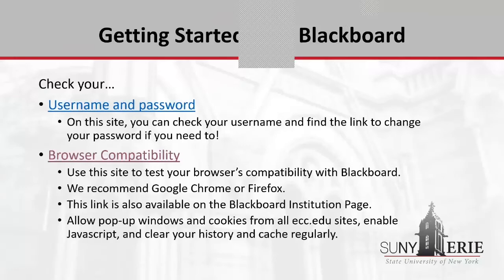And next, browser compatibility. Many common issues with Blackboard, believe it or not, are actually fixed just by switching to a more compatible browser. So we always recommend that students use either Google Chrome or Firefox to access Blackboard, but this link is to Blackboard's browser check, and it'll tell you not only if you're using a good browser for Blackboard, but it'll also check your browser settings to make sure that everything is up to date and optimized for Blackboard performance. If you want to reference this link later, it's available right on your Blackboard institution page, which is the home page when you first log in.